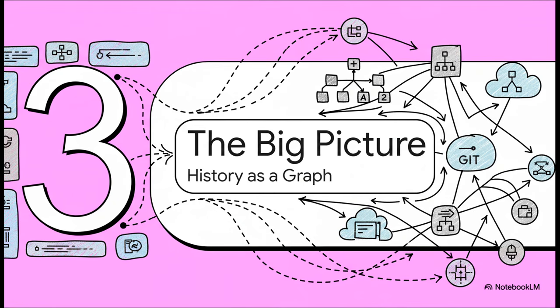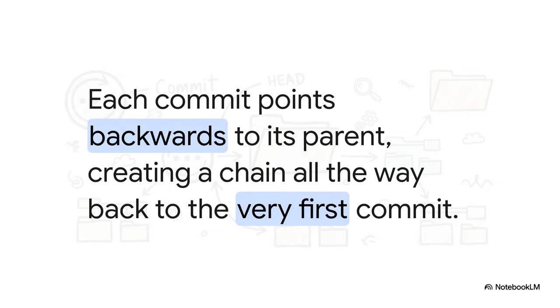Well, this is where we zoom out and see the real magic of Git. Remember that parent pointer we just talked about? That's the key. Every single commit points backwards to the one before it, which points to the one before that, creating this unbreakable chain that goes all the way back to the very first commit you ever made. A new commit knows who its parent is, but the parent has no idea about any future children. The arrow of time in Git only ever points to the past.